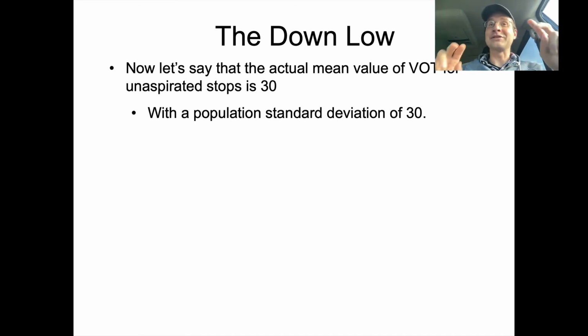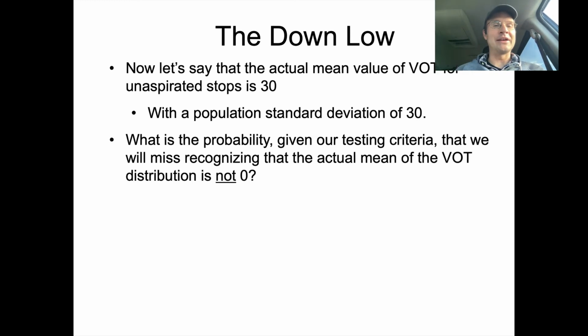Okay, what does this mean? For our power calculations, the question we have to answer is, what is the probability, given our testing criteria, that we will miss recognizing that the actual mean of the VOT distribution is not 0? To say that again, remember we have this null hypothesis that the mean of VOT here is 0. So we're going to default to that unless we have good reason not to think that that's the case. So what is the probability that we will miss recognizing that we're wrong about that?